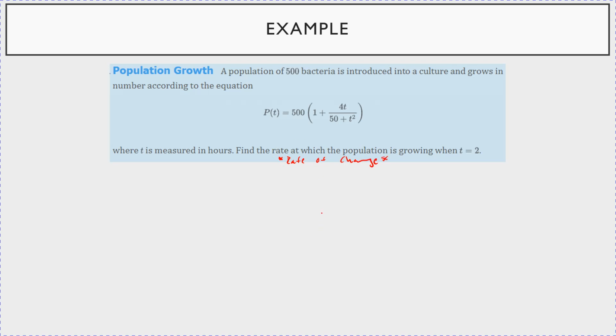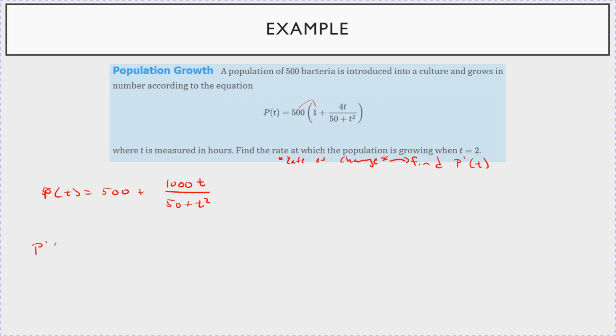So what I'm asking you here is to find the rate, so the rate of change. Okay, so what is that, right? Well, that's the slope, okay? And the slope of this function would be the derivative. So we need to find the derivative. Okay, you could distribute the 500, all right? But best recognize when the 500 goes into here, it's going to be 500. So P of t is equal to 500. And then distributing again, you get plus, 500 times 4 gets me 1,000 t divided by 50 plus t squared.